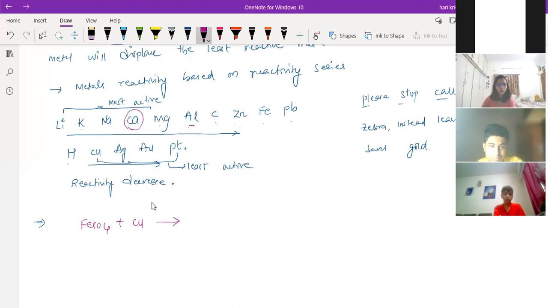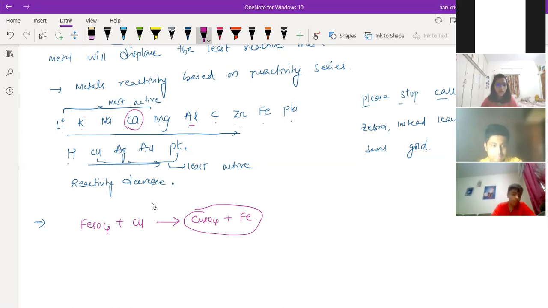CuSO4 plus Fe? No, sir, it will be CaSO4 remaining. No, sir, it will be FeSO4 only. Is it correct? Yes. No, sir, it should be FeSO4 itself. Why? Vedika, what is the reason behind this? Wait, iron is more reactive.